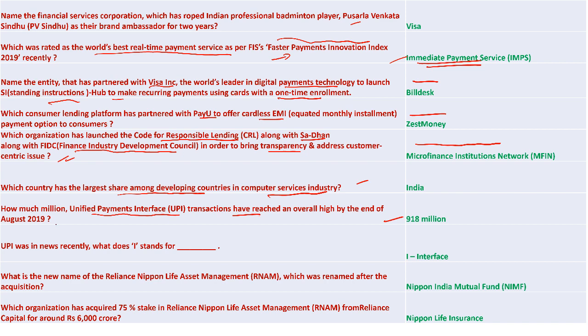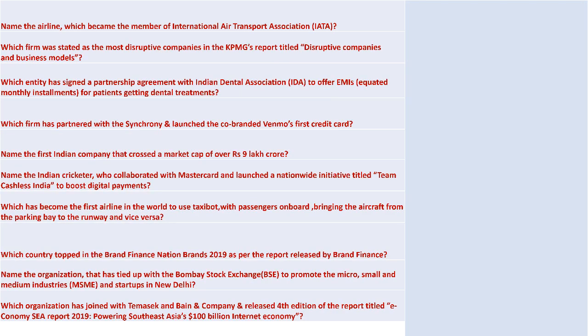Overall, as per the September report, this was released in October, and the October report I have already discussed, right? September and October. UPI was in news, that I stands for interface. Nippon India Mutual Fund is the new name of the Reliance Nippon Life Asset Management after the acquisition, right? Nippon Life Insurance is the organization which has acquired 75% stake in the Reliance Nippon Asset Management Company from Reliance Capital.